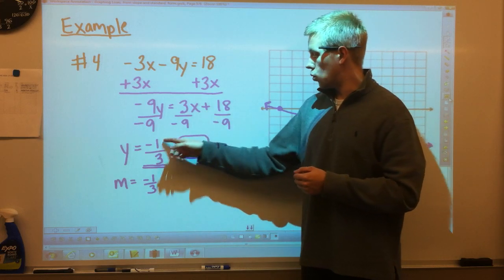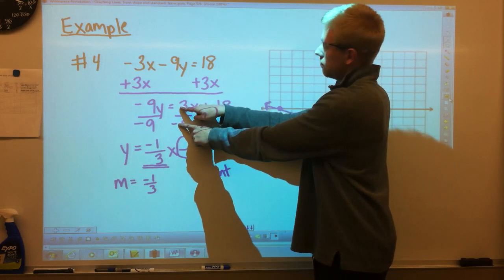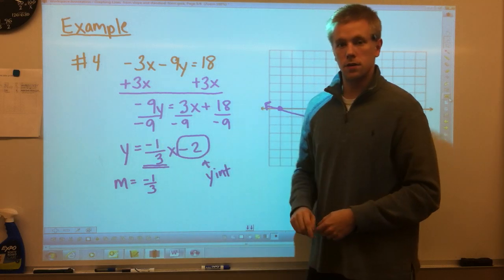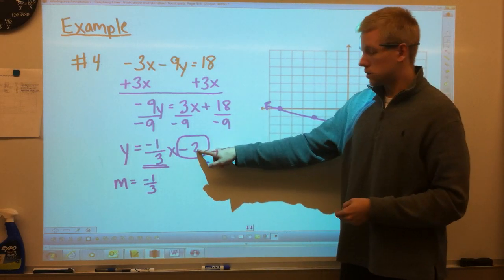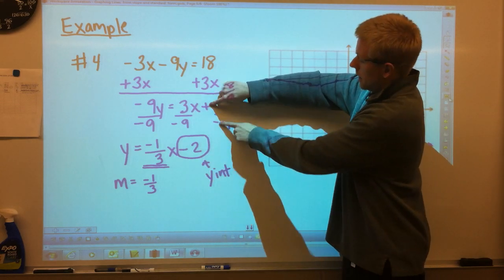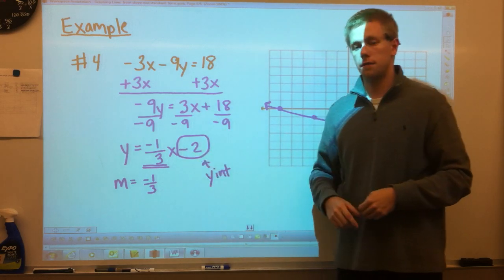So 3 divided by 3 is 1. 9 divided by 3 is 3. I look at my signs, just like yesterday. My signs are different, so there needs to be a negative out front. Okay? My other fraction, 18 divided by 9 is 2. Then I look at my sign. I have a positive and a negative, so my signs are different. I need to have a negative out front.